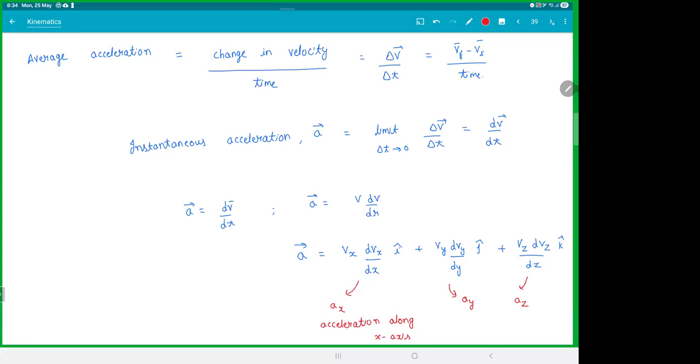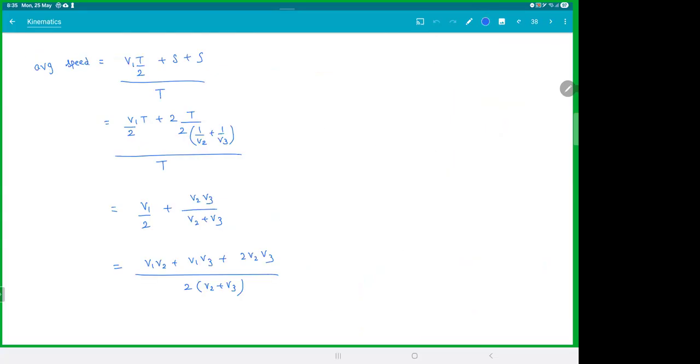All clear with this? Any doubts on this? Dhruv, Manav, Soumya, Kamson. Clear so far? Rohit, Karthik? Clear? Let's go ahead with the problem.